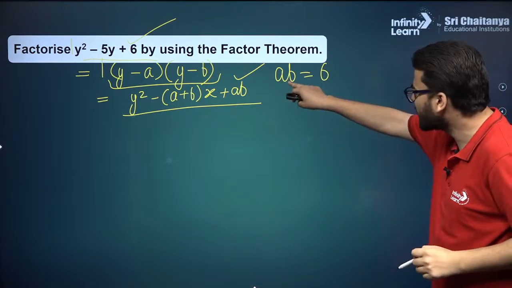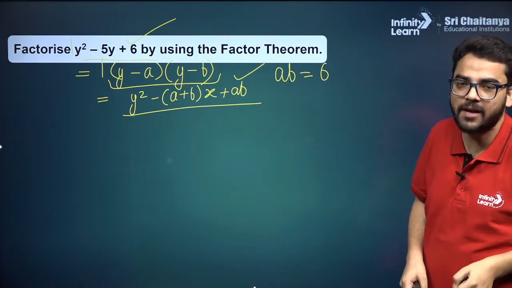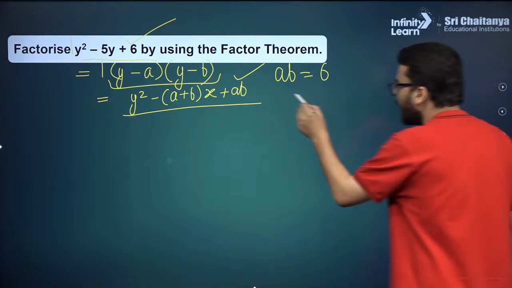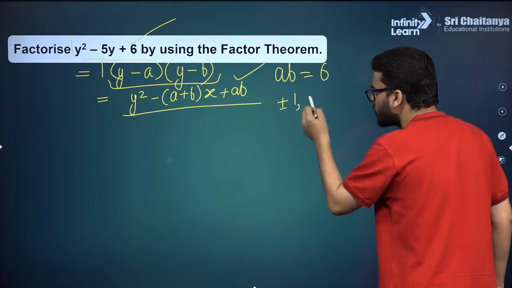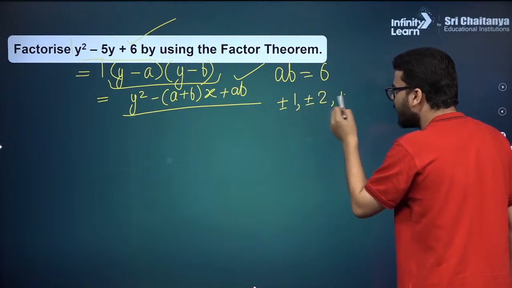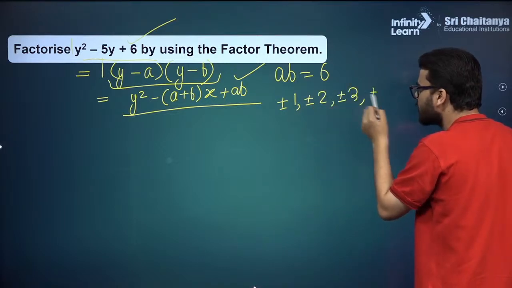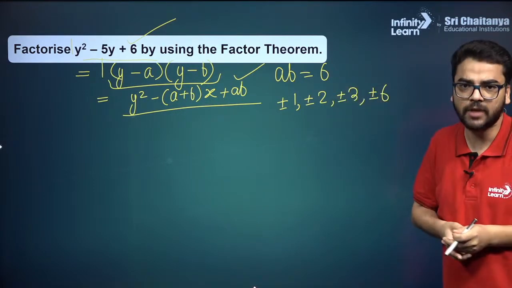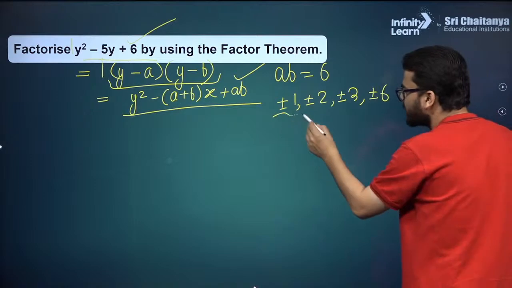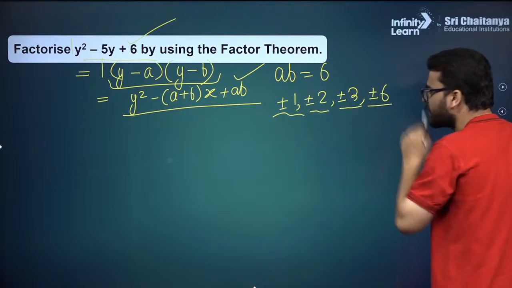So what are the possible values of A and B? Tell me. The possible values of A and B, they can be equal to plus minus 1, plus minus 2, plus minus 3 and plus minus 6. Yes or no? Tell me, guys. Because you want to get 6 over here. So therefore it is plus minus 1, plus minus 2, plus minus 3, plus minus 6.